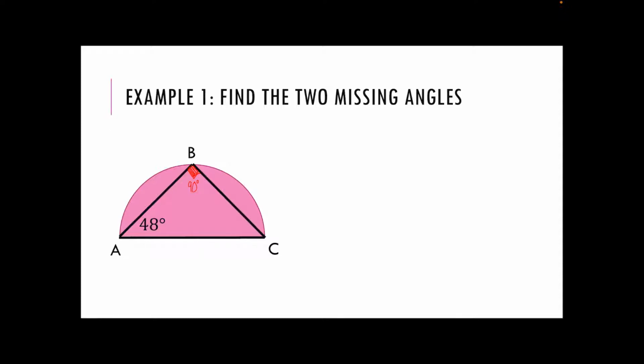We should know that there are 180 degrees in a triangle. So if we add up the three corners, we should get 180 degrees. So what we need to do is add up what we do know, so our 90 and our 48, and that is going to give us 138. And then we need to take that away from 180, which is going to leave us with 42 degrees. So our other angle is going to be 42.